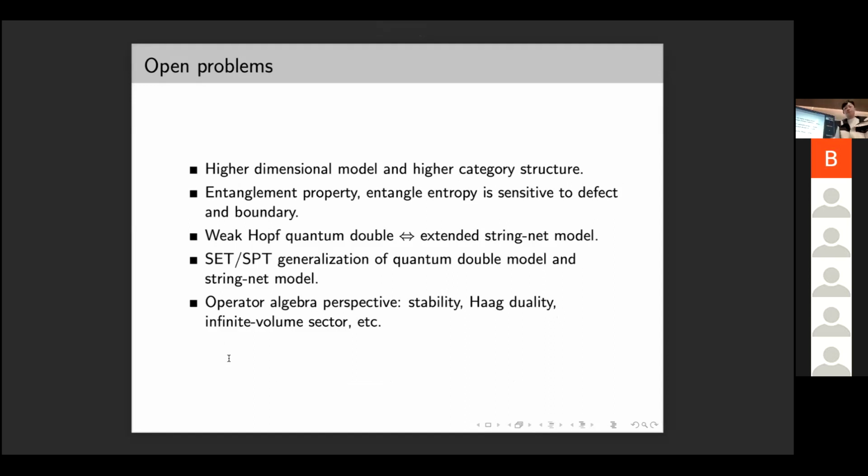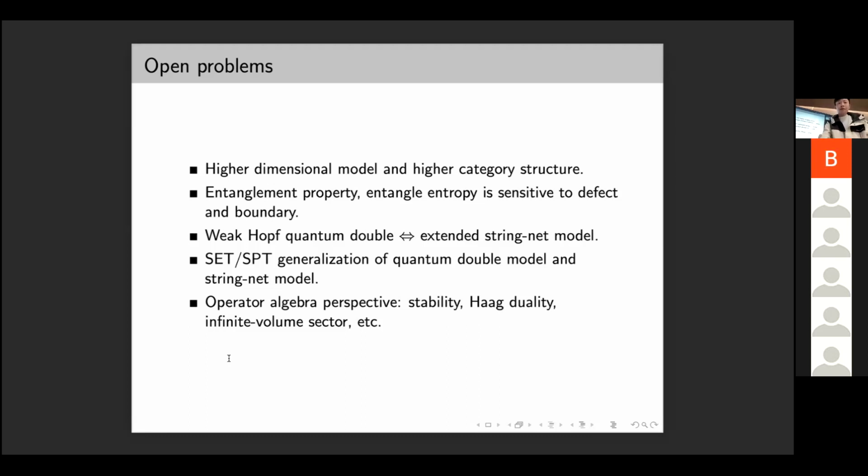I've not discussed this before, but for the quantum double model, we have the tensor network representation of this ground state. So it's natural to understand the entanglement property for this ground state. Because we have the tensor network structure, we can calculate everything explicitly using the entanglement normalization.